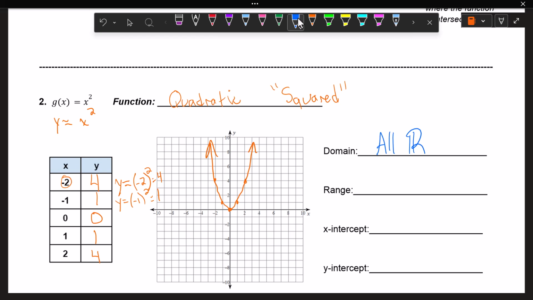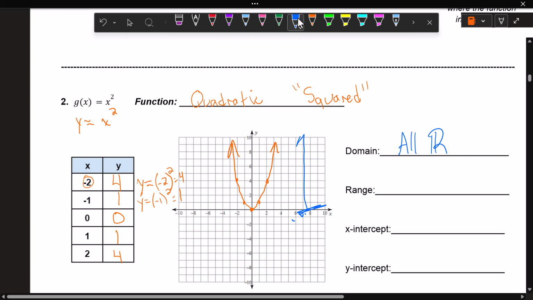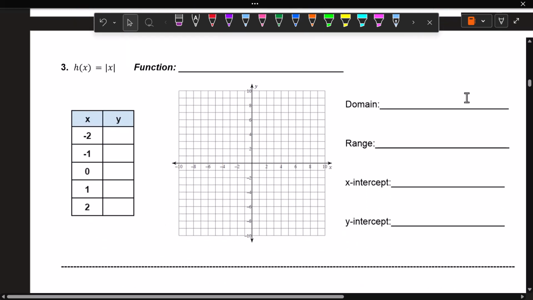However, our range isn't now. It keeps going up forever, but it doesn't go down forever. It stops. There's a stopping point right here, or specifically there. So we don't have any y values that are less than 0. So all of our y values are greater than or equal to 0. It's 0 and up. Our x-intercept and our y-intercept are both (0, 0). That's going to be the same for most parent functions. So remember that.